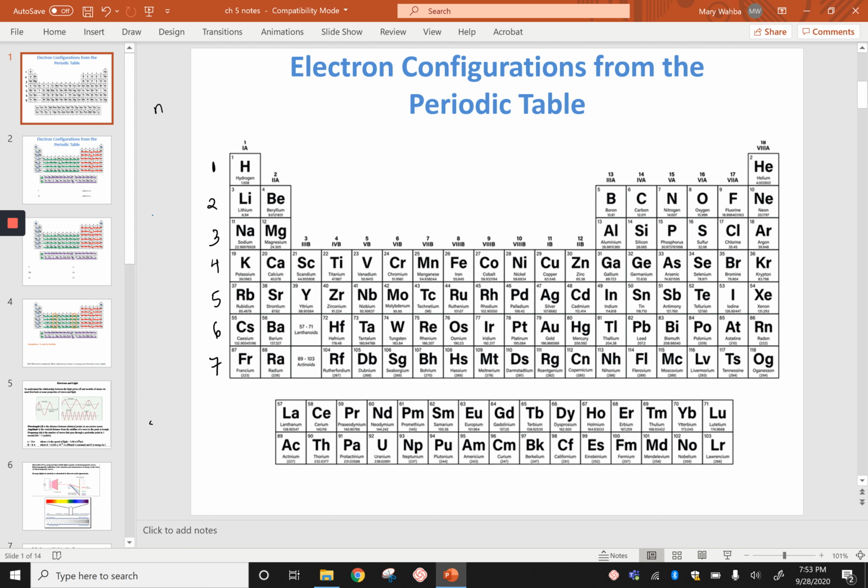Then we have the sub-levels, and the sub-levels are S, P, D, and F. Theoretically, we have more, but based on the elements we've discovered so far, we only have elements that occupy up till the F sublevel. So let's start with S. S has one orbital, which means it takes up to 2 electrons. Can you find somewhere on the periodic table a column of 2?